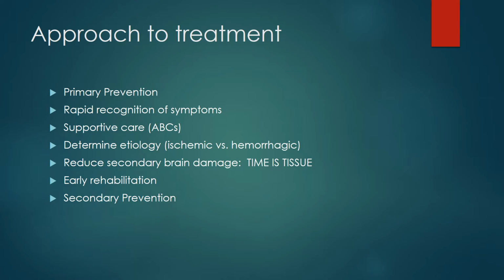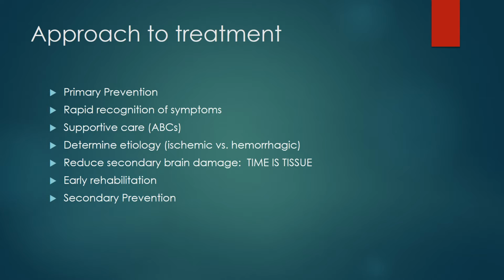Our best strategy is primary prevention and never allowing an ischemic attack to propagate. If one does occur, however, time is tissue in this population. You want to rapidly recognize symptoms by the FAST acronym, which I'll talk about in the next slide. Supportive care is important, the ABCs being airway, breathing, and circulation. This is something as a student you can monitor.